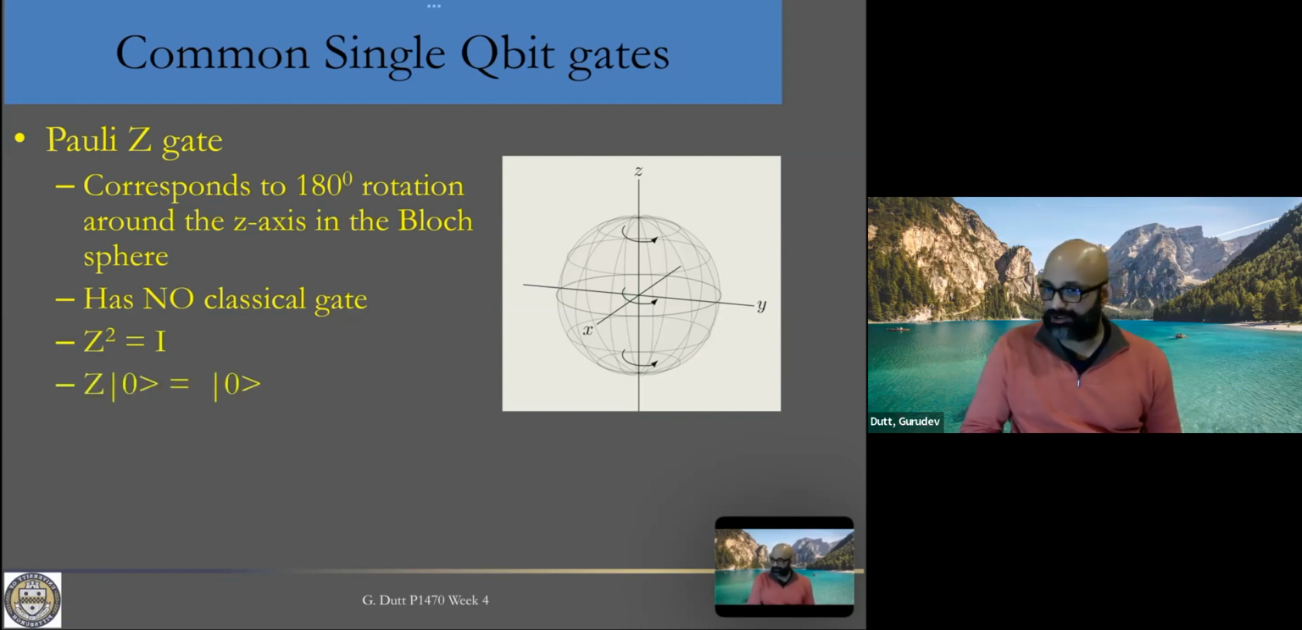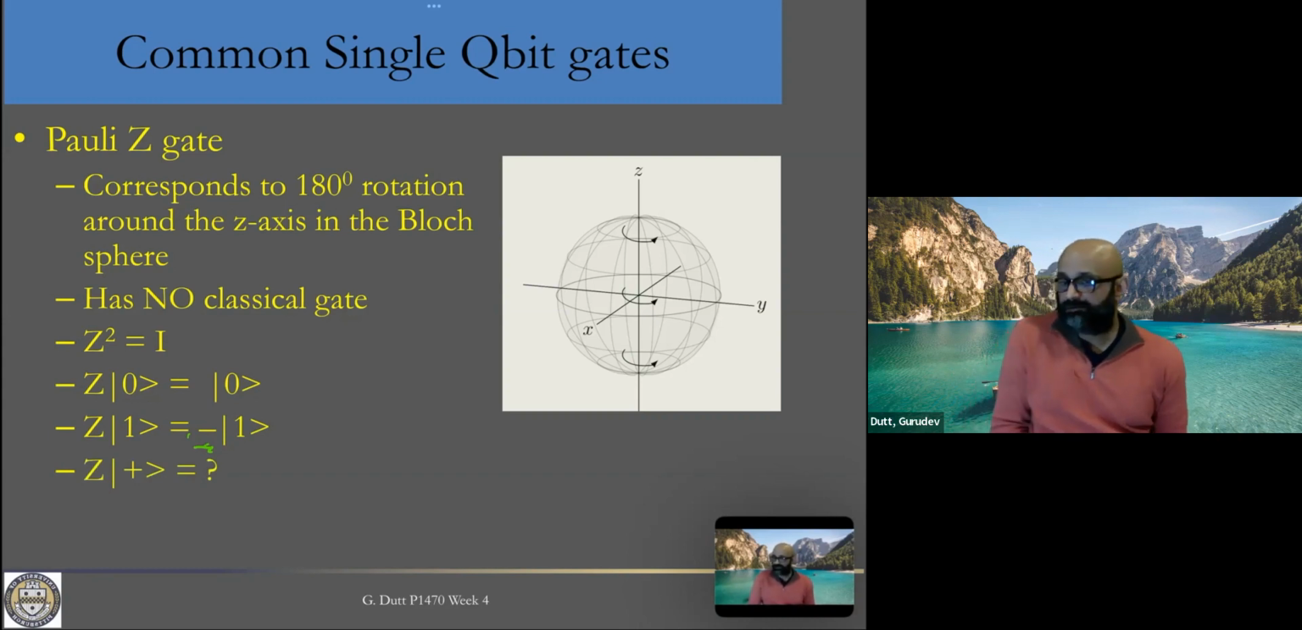But Z acting on 0 is 0. So it looks like an identity gate, but it adds an important thing, this extra phase -1 on the state 1. And that's important because Z acting on plus now will take me from X to -X. So you can see that very quickly. Z acting on plus state, on superpositions of 0 and 1, that's when this phase matters.